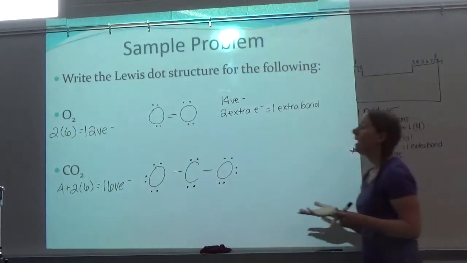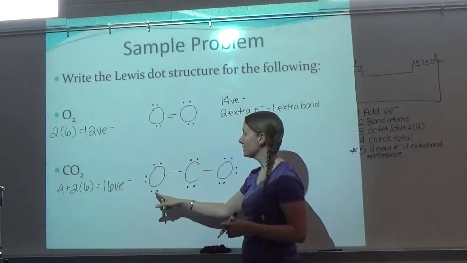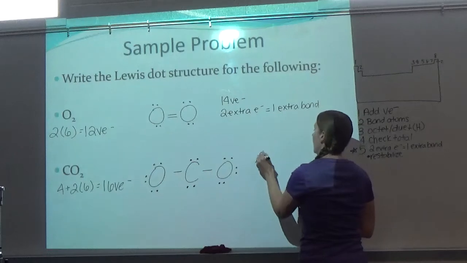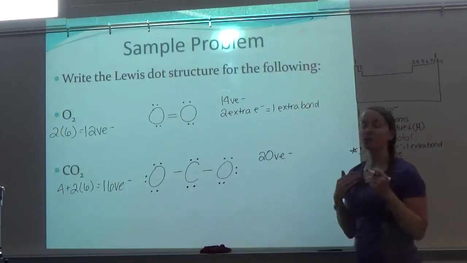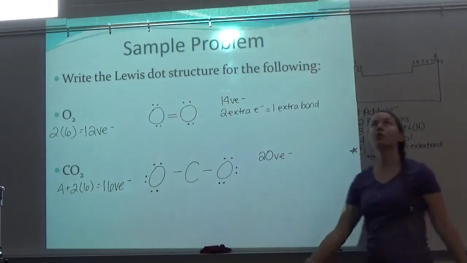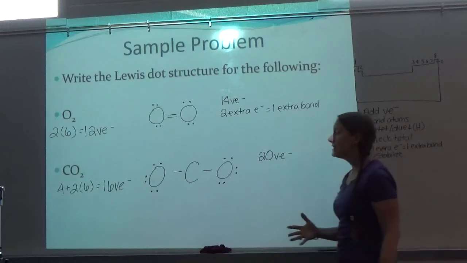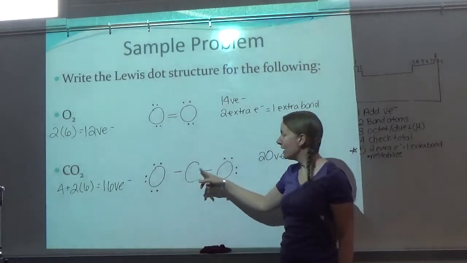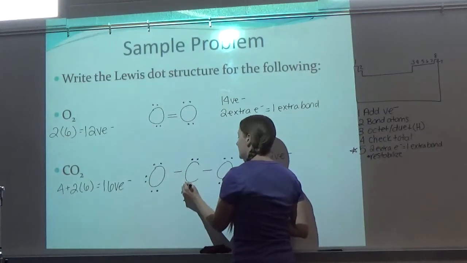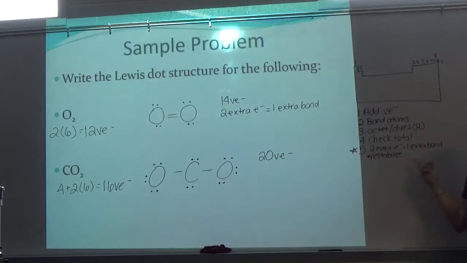Check my total. I'm allowed to have 16 valence electrons. I have 2, 4, 6, 8, 10, 12, 14, 16, 18, 20. I have 20 valence electrons. The most common thing I'll see y'all do is, for some reason, you always take them away from carbon, poor carbon. But the problem is, does carbon have an octet? No, it has 4 electrons. Remember, you cannot erase dots until you followed step 5 of adding extra bonds.